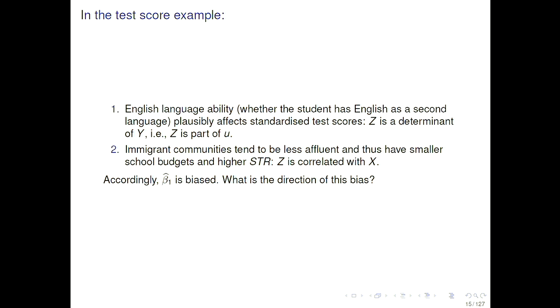And I want to argue that this Z, English language ability, is correlated with student-teacher ratio, the X variable that is included, because immigrant communities tend to be less affluent. You know, many people are coming from Mexico, and they are poorer compared to other communities. Then they have smaller school budgets, therefore they will have a higher student-teacher ratio. So we can argue that Z is actually correlated with the X variable, the student-teacher ratio. So if this story, the story in number 2, is correct, then we will have a biased estimate. Beta 1 hat is biased.